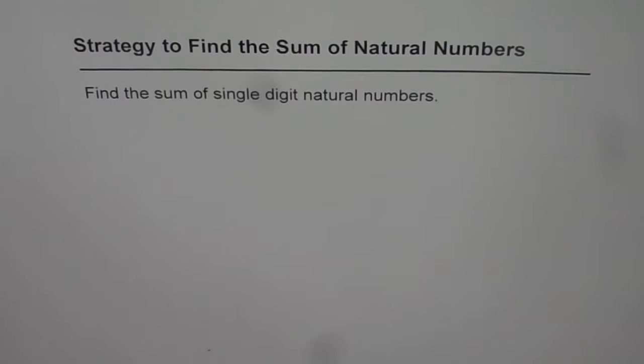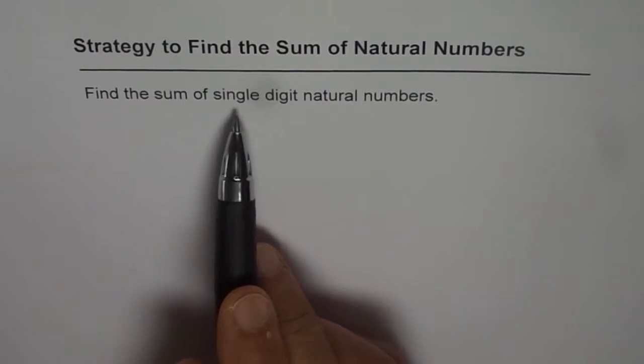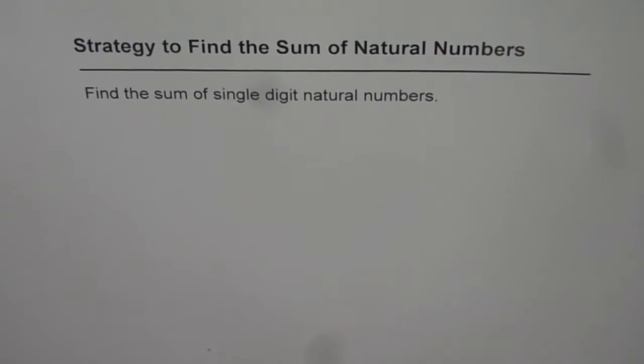Well, the question looks complicated. It says, find the sum of single digit natural numbers. Well, what are natural numbers? Natural numbers are numbers like 1, 2, 3, 4. They do not include 0, okay? Single digit means 1 to 9. So as we go to 10, 11, 12, they become double digit numbers.